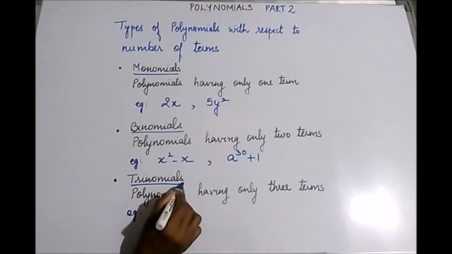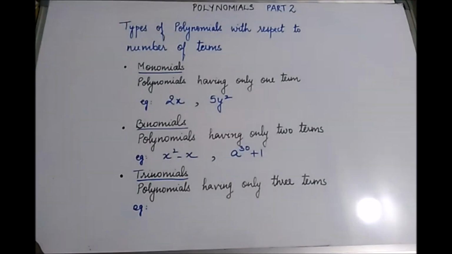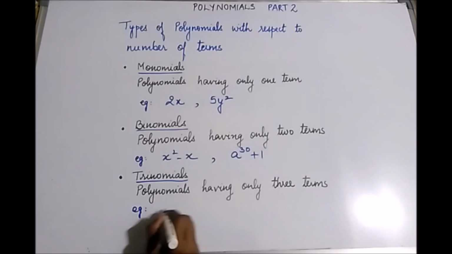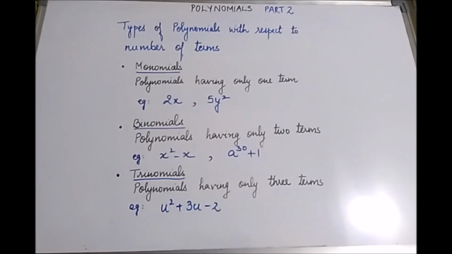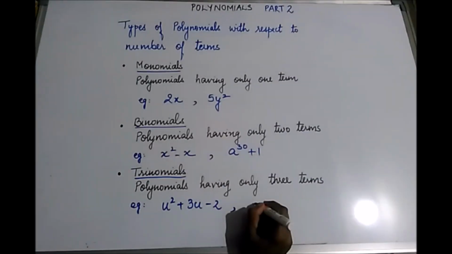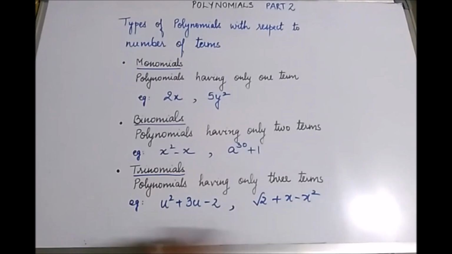Next is trinomials. Polynomials having only three terms are known as trinomials. Examples of it: u square plus 3u minus 2. There are three terms in it. Root 2 plus x minus x square.